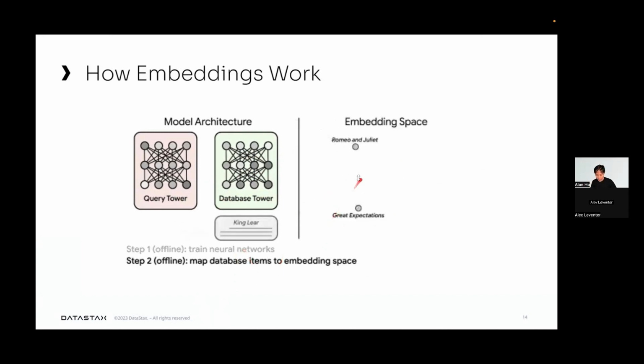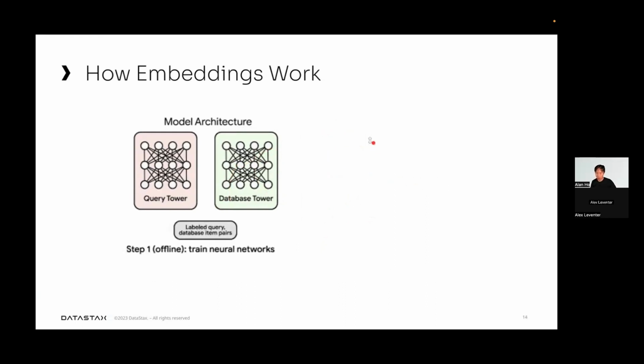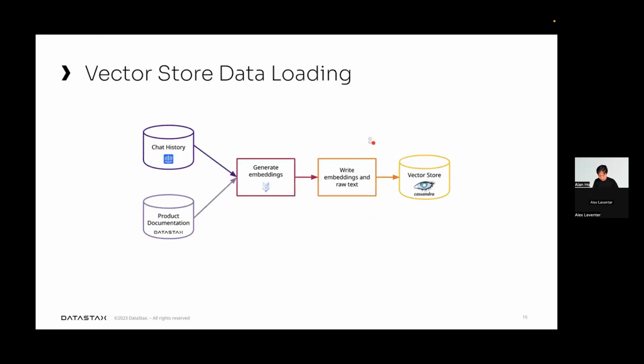So in this scenario, it's mapping different pieces of text to this embedding space. And then somebody's asking a question, what is a good Shakespeare tragedy? And it finds the very nearest neighbors, like Romeo, Juliet, etc.